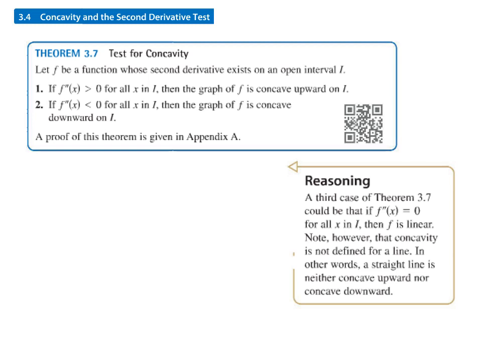Third case of 3.7 could be that if f double prime of x equals 0 for all x in the interval, then f is linear. Note, however, that concavity is not defined for a line. In other words, a straight line is neither concave upward nor concave downward. The other key point up here is, notice if the second derivative is greater than 0 for that value, then it's concave upward. If the second derivative is negative, it's going to be concave down.